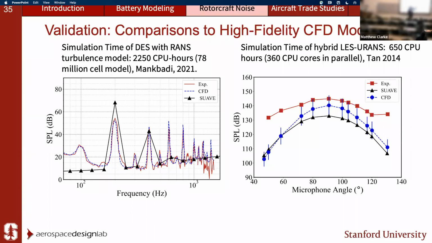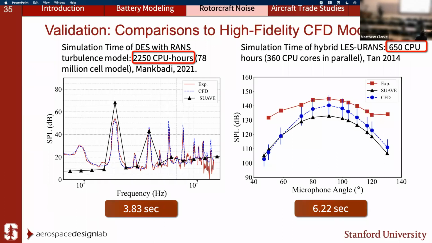And then for this plot, the major takeaway is that even the CFD predictions do a pretty poor job in capturing the noise at the beginning, in front and directly behind the blade, right? But we're within 5% of our CFD data. So for our conceptual design work, that seems pretty okay. I'll take that any day. But the biggest takeaway is that this took about 2,250 CPU hours, and this took about 3.83 seconds, right? This took about 650 CPU hours.